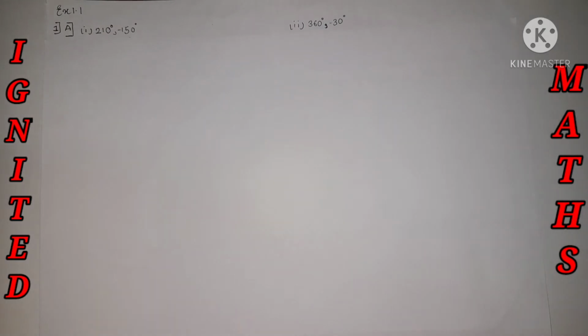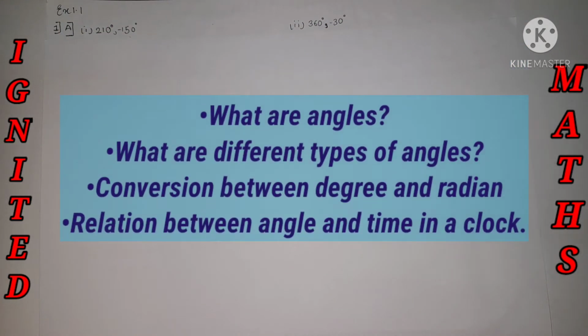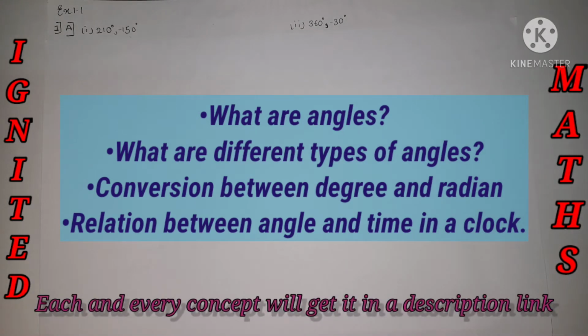This chapter is completely based on the basic terms, that is, what are angles and what are the different types of angles. We need to know the right angle and acute angle, the difference between each of them, the conversion from degree to radian and radian to degree, and clock sums, the most important, what will be the degree between one hand and the other hand. This is all the basic things. One by one we will get to it, and it is in the description also, so no more worry.